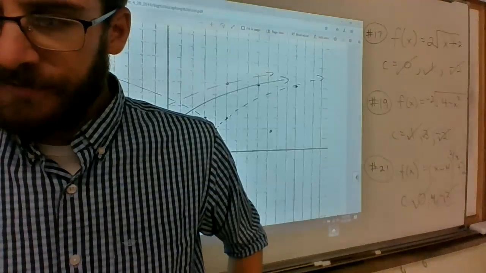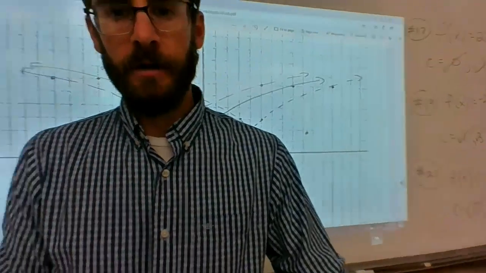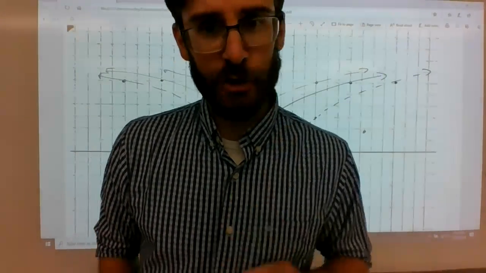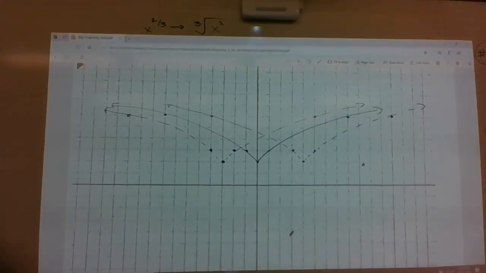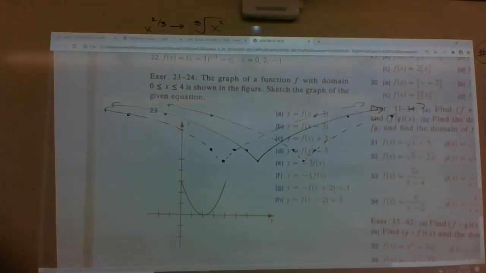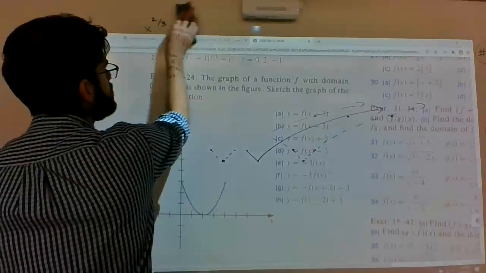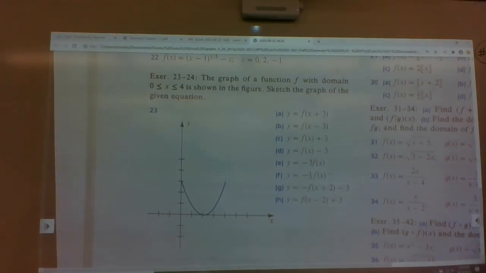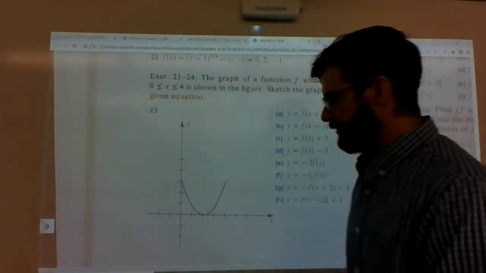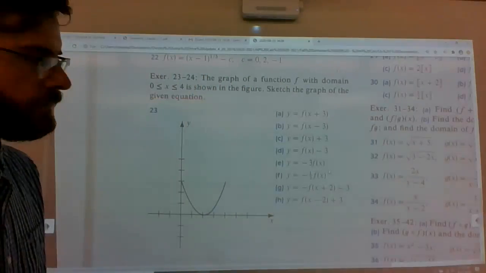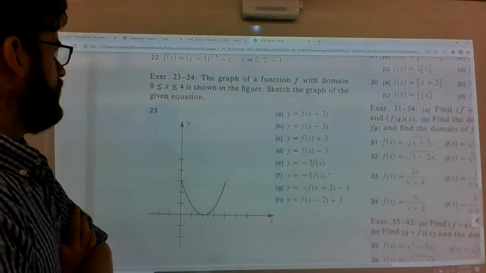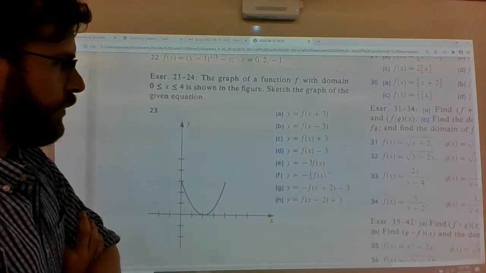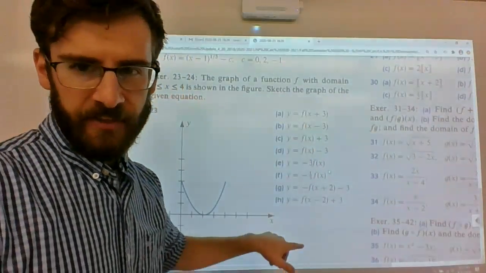Okay, do I have enough time to do that one? I'm going to try. Go to 23. There's letters through H. Let's give it a try. So here's our original function. Looks kind of like a parabola. They say that the domain of this function is from 0 to 4. Sketch the graph of the equation if it's looking like this.